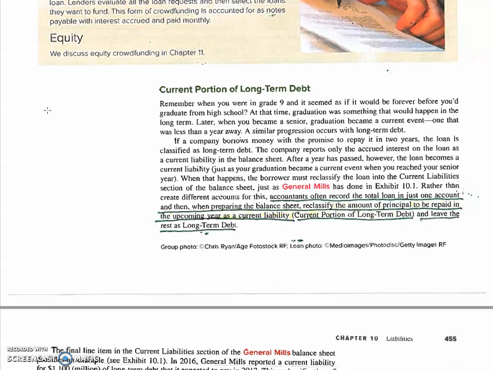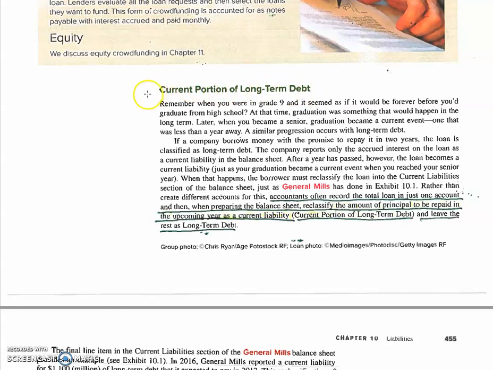When you borrow money on a long-term note, if you're making monthly payments, then a portion of that debt is coming due within 1 year. So that portion that comes due within 1 year should be reclassified from long-term debt to current debt or current liabilities. Now, to do that, we often just title it literally current portion of long-term debt.